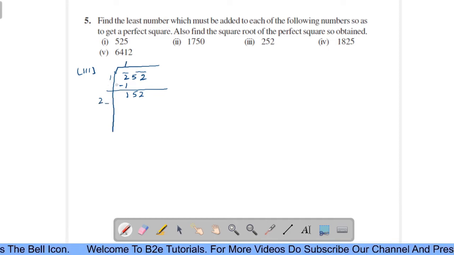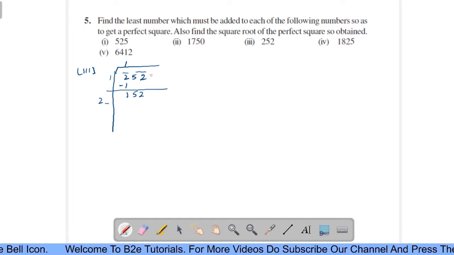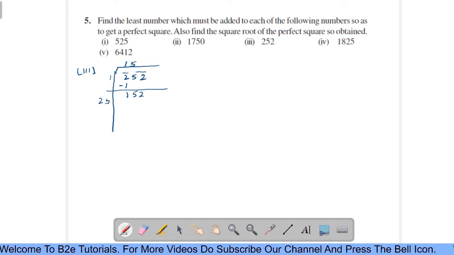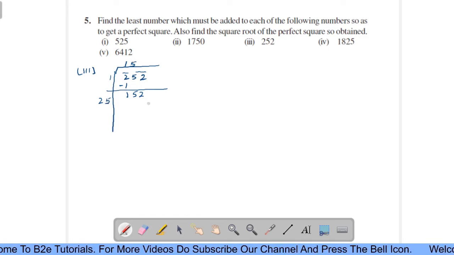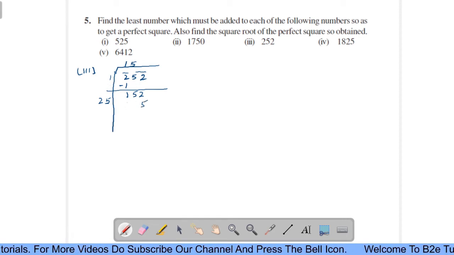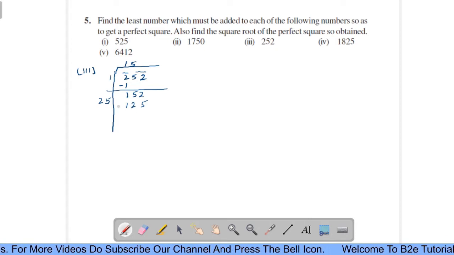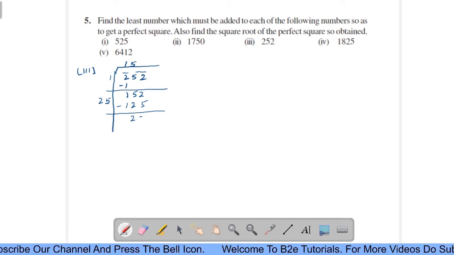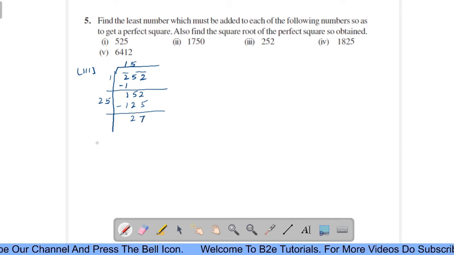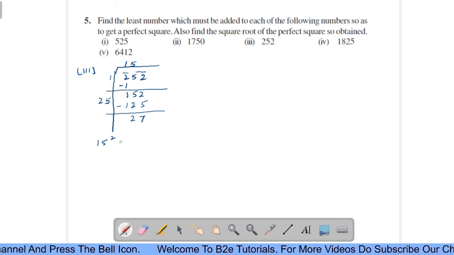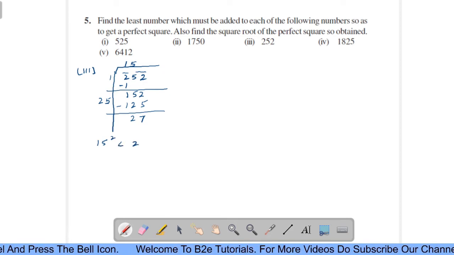Here 1 plus 1. It is 2. Now how many times it will go? It will go 5 times. Here multiply 25 by 5. 5 5 ja 25. 2 carry. 5 2 ja 10. Plus 2 12. Subtract it. You will get 27. Here what we conclude? That 15 square is less than 252.